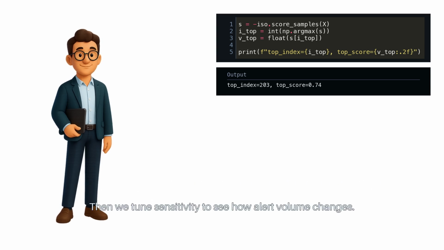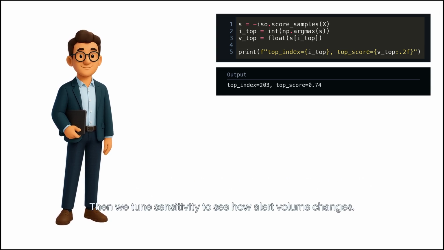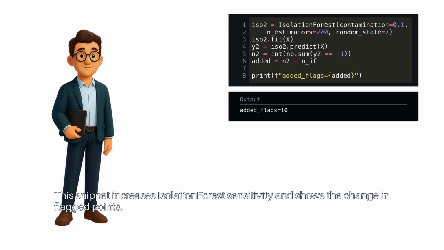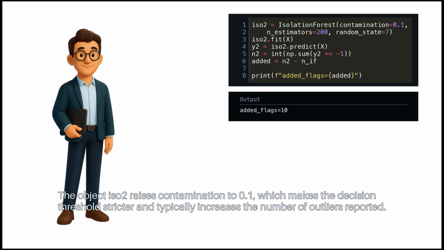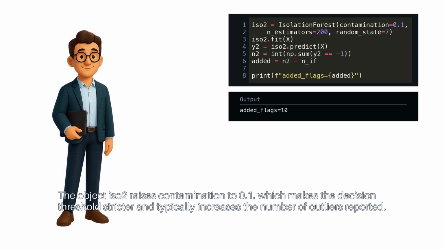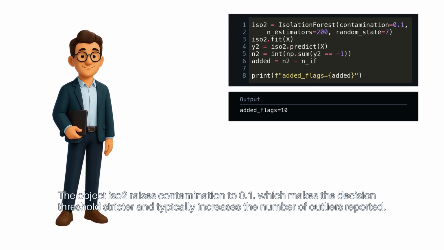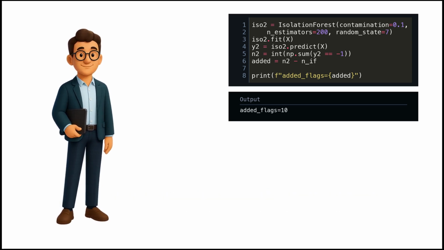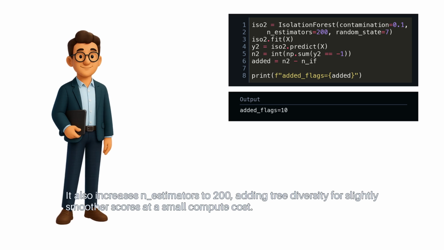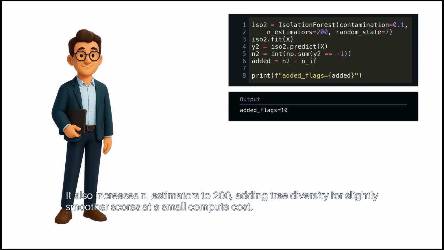Then, we tune sensitivity to see how alert volume changes. This snippet increases IsolationForest sensitivity and shows the change in flagged points. The object iso2 raises contamination to 0.1, which makes the decision threshold stricter and typically increases the number of outliers reported. It also increases n_estimators to 200, adding tree diversity for slightly smoother scores at a small compute cost.